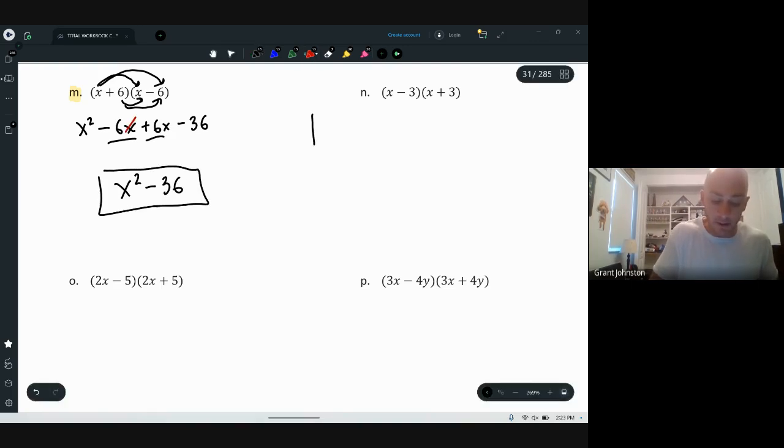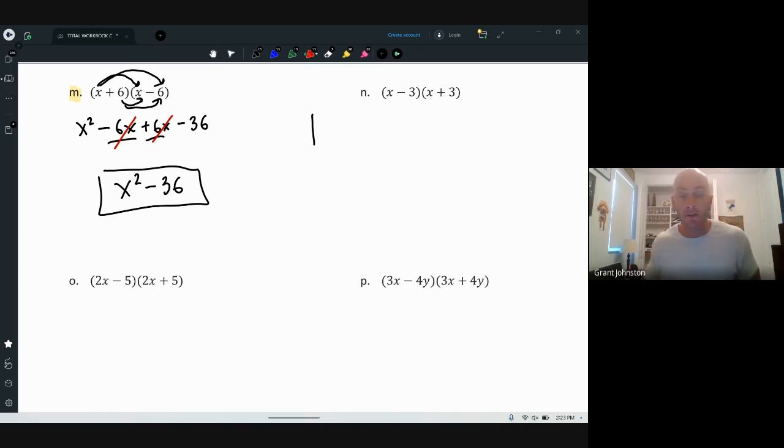I'm going to slash these in red. Those just cancel out. So these ones are kind of unique. But you go ahead and do the rest.